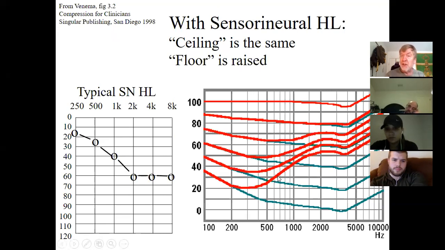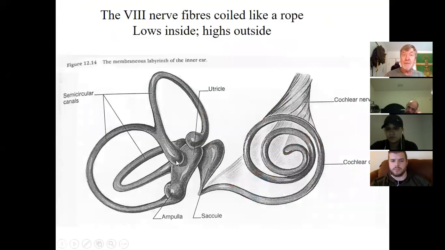His floor is elevated, but his ceiling of loudness tolerance isn't. So his dynamic range is smaller in the high frequencies. His dynamic range is bigger in the lows because he's got normal hearing in the lows.